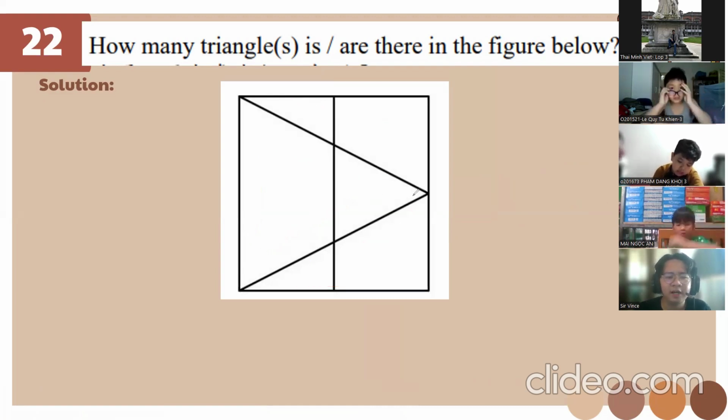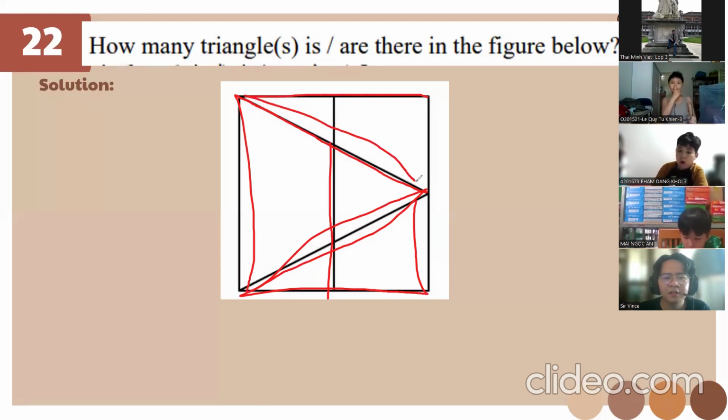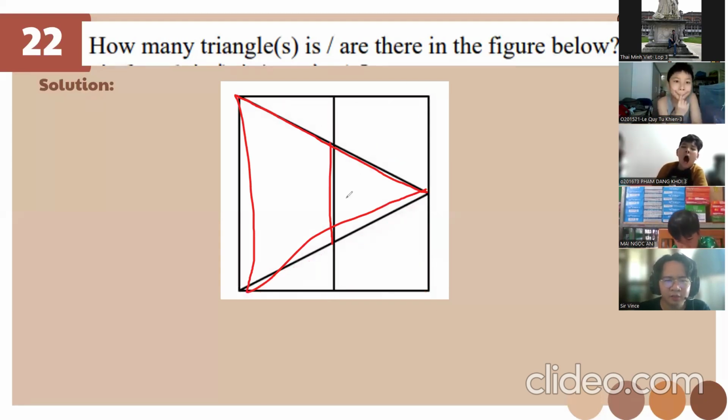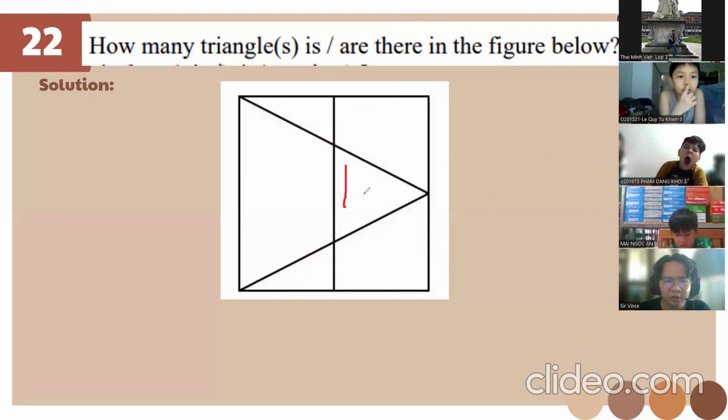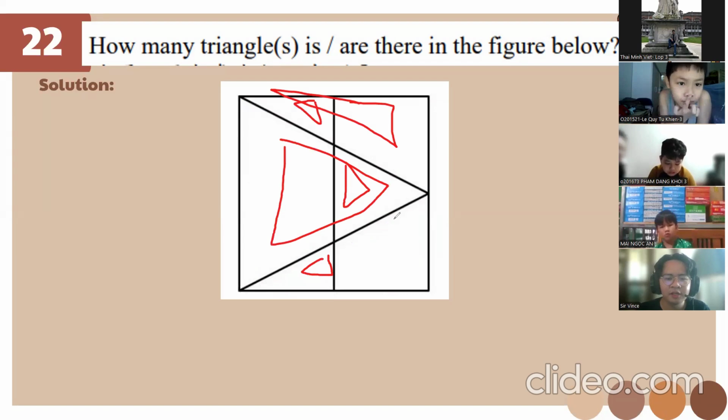Okay? Again, this one is a big triangle. Then here is a small one. Here one is a big triangle. And here is a small one. And here one is a big triangle. And here is a small one. So I'll do it small like this. This one and this one. This one also and this one. Okay, 6 triangles. Very good.